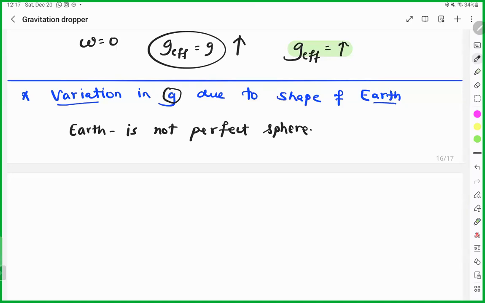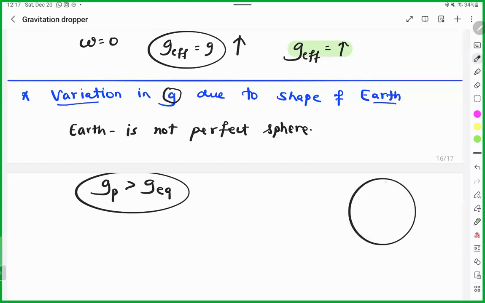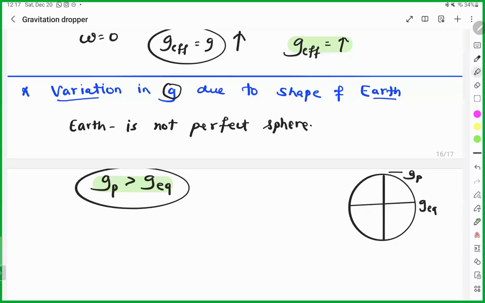But you know, gravity at the pole will be more as compared to the gravity at the equator. We did this. The gravity at the pole is greater than the gravity at the equator, because of the rotation. If it is spherical, then gravity should be the same at both. This is gravity at the equator, this is gravity at the pole. Both should be the same, but here it is not. What does it mean? It means Earth is not perfect. Poles have more gravity than the equator. That's it.